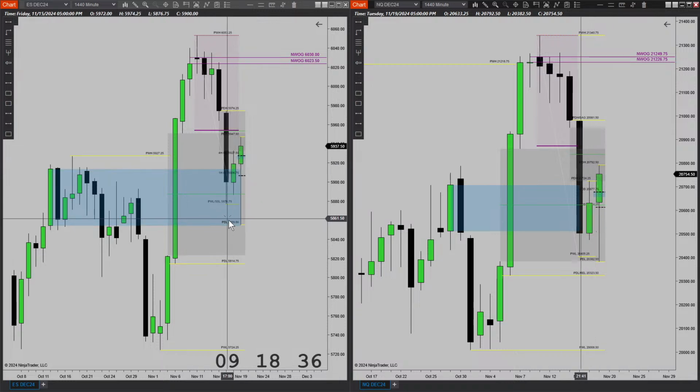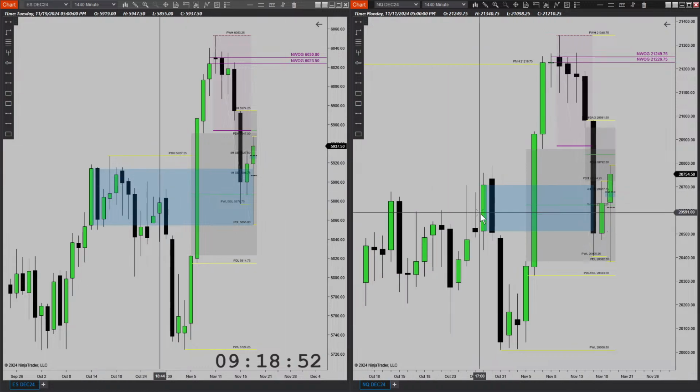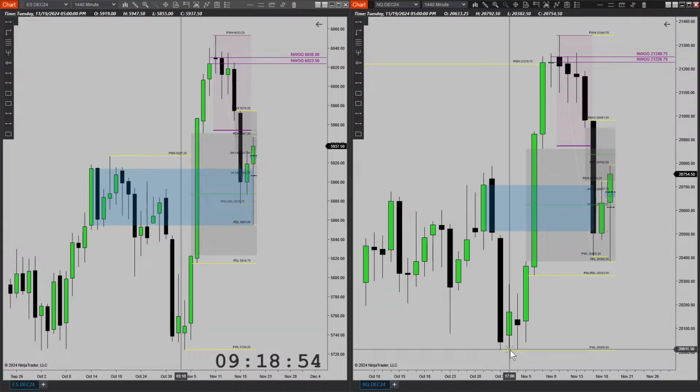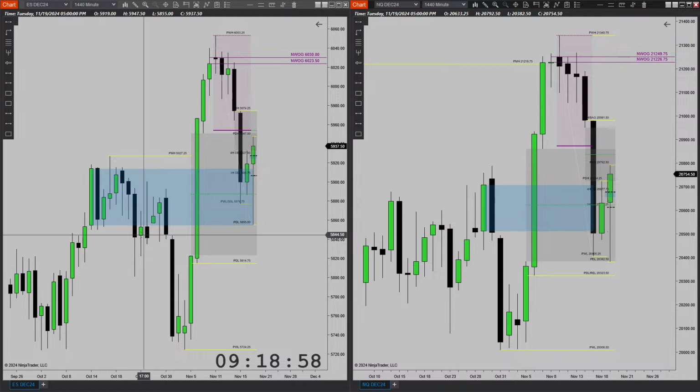And then what happened? Price reversed and closed above and inside this daily candle here. So that's a pretty bullish sign to me. Not only that though, we have a bullish unicorn here, where price swept this low here, but here it did not. So that in itself to me is a unicorn.